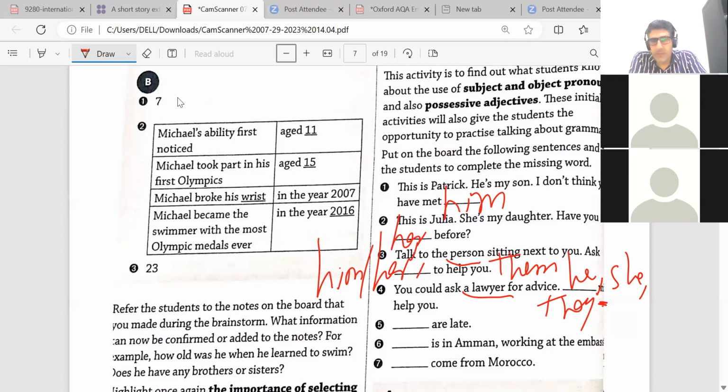Yes. Right. What about 5? Are late. You. Yes. You can say you are late. What else? They. Yes, or they, or we. So you are late, we are late, they are late. All of them correct. What about 6? Is a man working at the embassy?